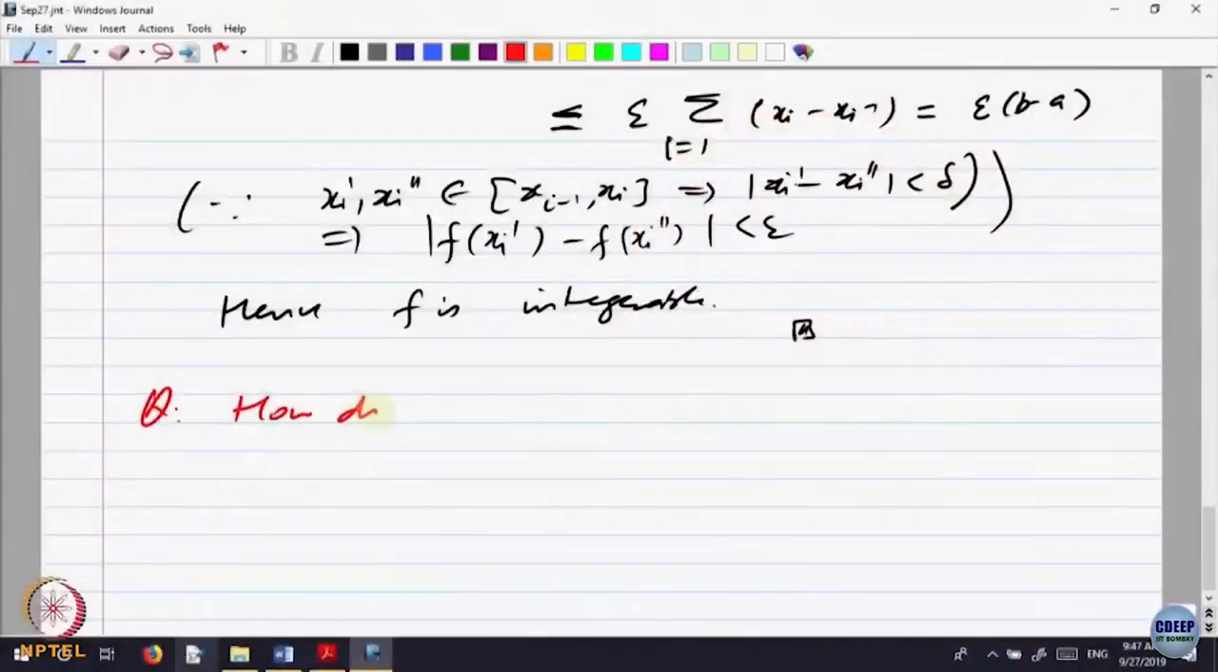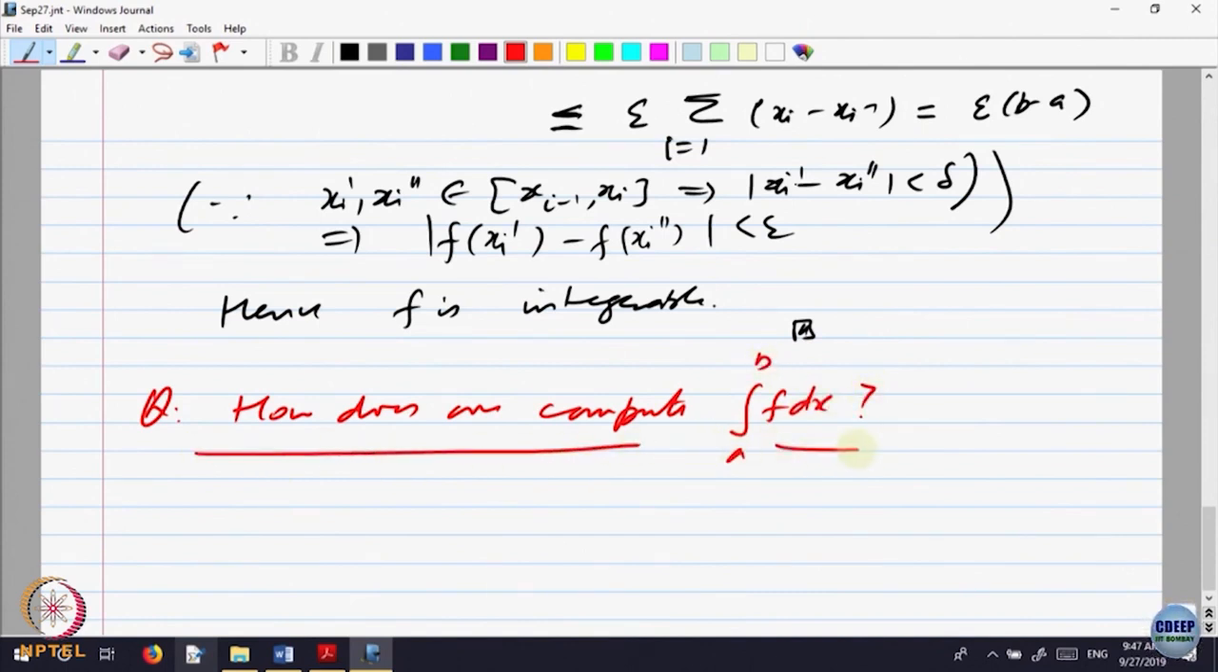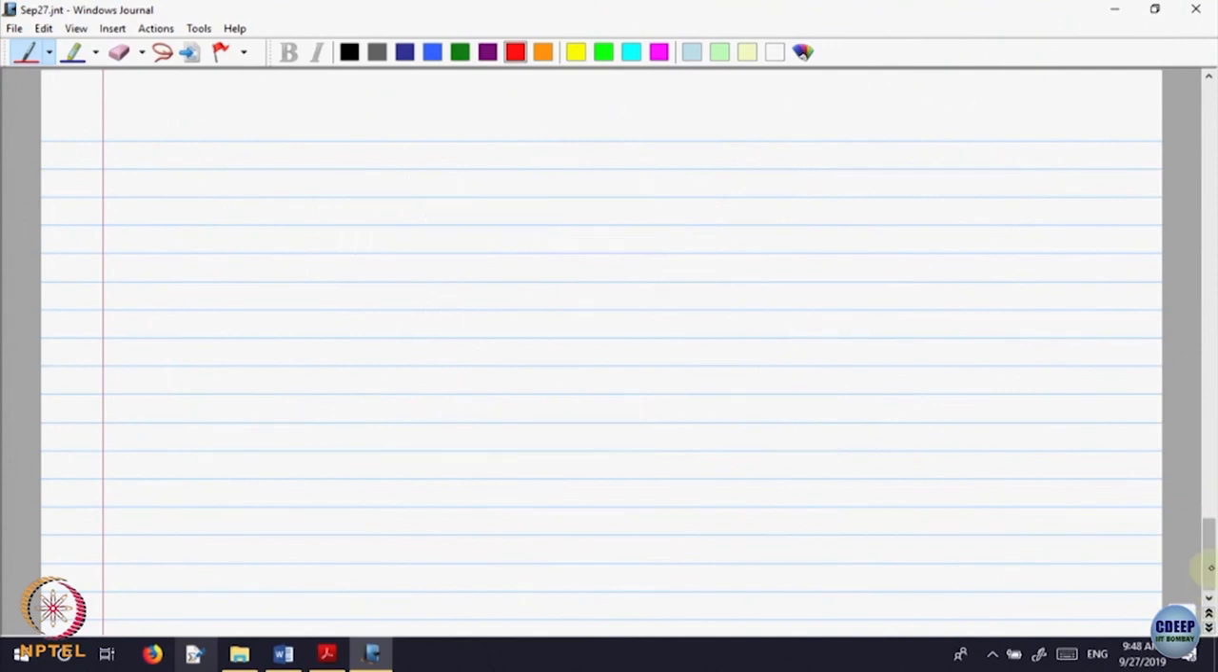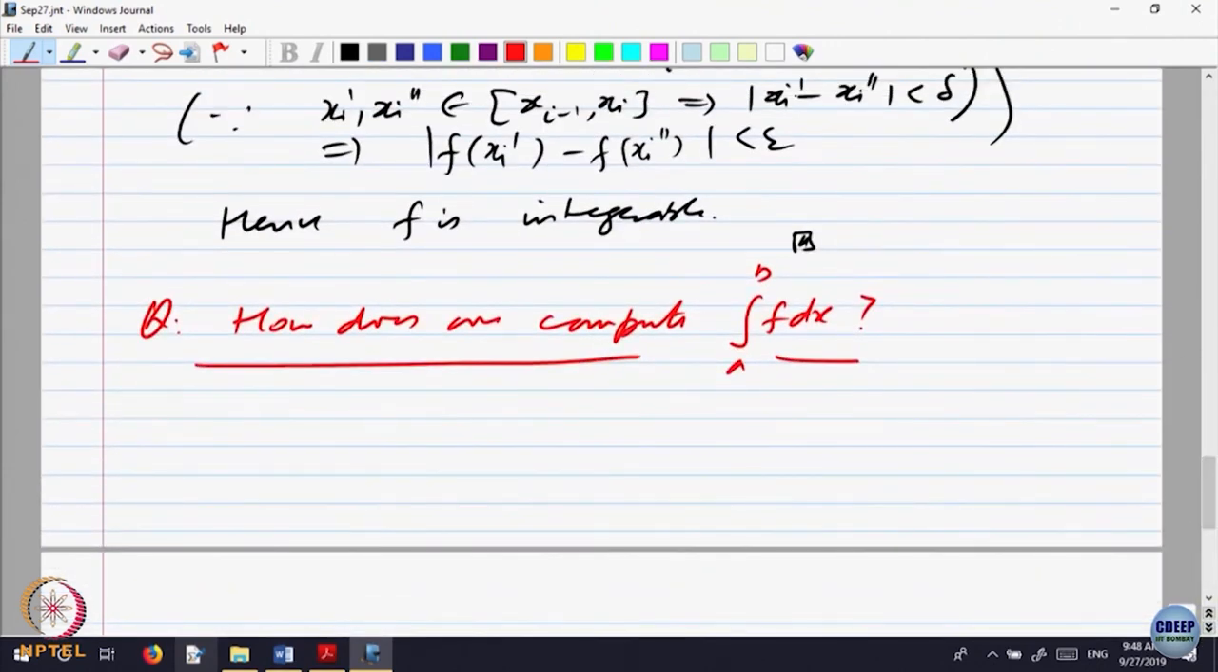Now the problem is, we had started looking at two questions: what is the class of integrable functions, and we have given a lot of examples. Now the second problem is how does one compute the integral. So let us answer that question. How does one compute the integral of f dx from a to b? Can we have a way of computing it for a given function? What is that integral?